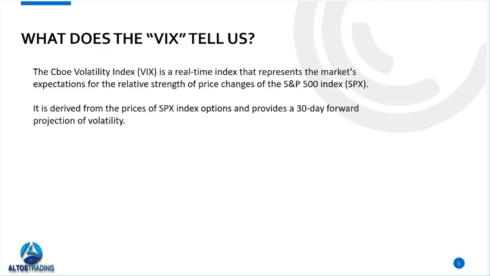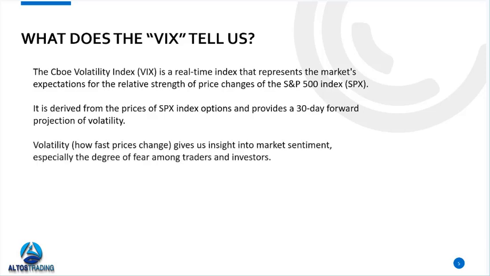But basically it's derived from the prices of SPX index options, and it provides us a 30-day forward projection of volatility. So volatility, which is basically how fast prices change, gives us insight into market sentiment and especially the degree of fear among traders and investors. So again, when you see the VIX at a high level, let's say above 20, it's indicating that there's a lot of fear in the market.